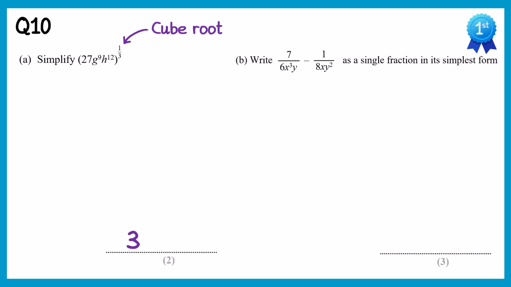Then we need to do the cube root of g to the power 9. We can do this by multiplying 9 and 1/3, and 1/3 of 9 is 3. So it's g to the power 3.